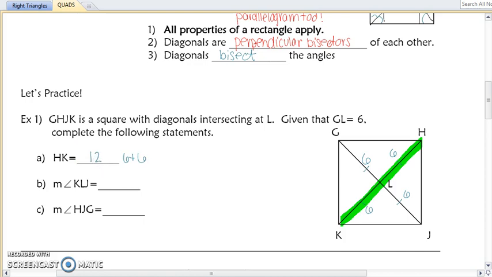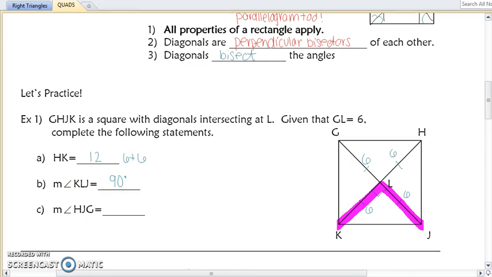Now to find the measure of some angles. So to find the measures of the angles, more specifically of K to L to J, we need to think about our property that diagonals are perpendicular bisectors of each other. If they're perpendicular bisectors, yes, they divide each other evenly, but the perpendicular part is that we'll have 90-degree angles in each of those corners. So the measure of K to L to J is 90 degrees.